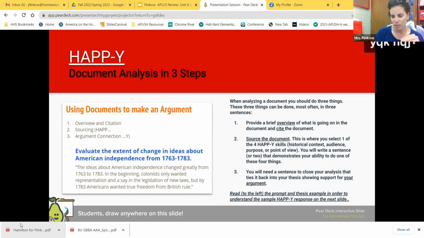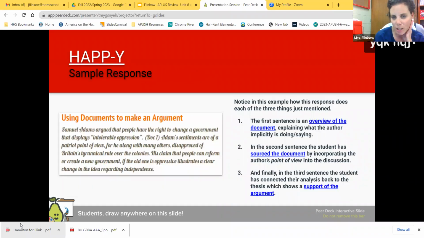Okay. Here's your question. Evaluate the extent of changes and ideas about American independence from 1763 to 1783. The ideas about American independence changed greatly from 1763 to 1783. In the beginning, colonists only wanted representation and a say in the legislation of new laws. But by 1783, Americans wanted true freedom from British rule. All right, here's your first document. Notice this is an example, okay? How does this response do each of these 3 things?